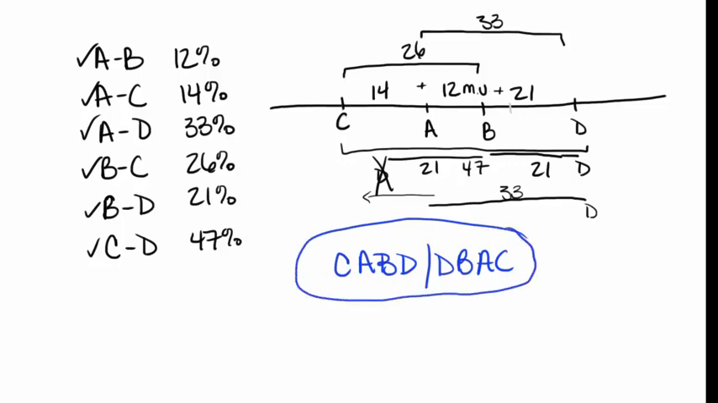So notice how we just took a list of recombination frequencies and we used them to really place the genes on the chromosome in the proper order.